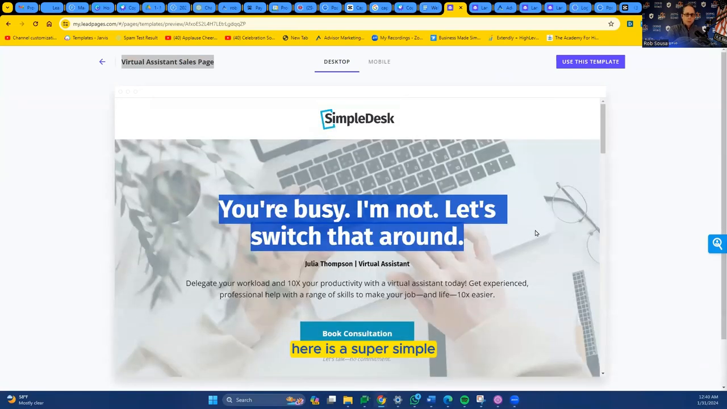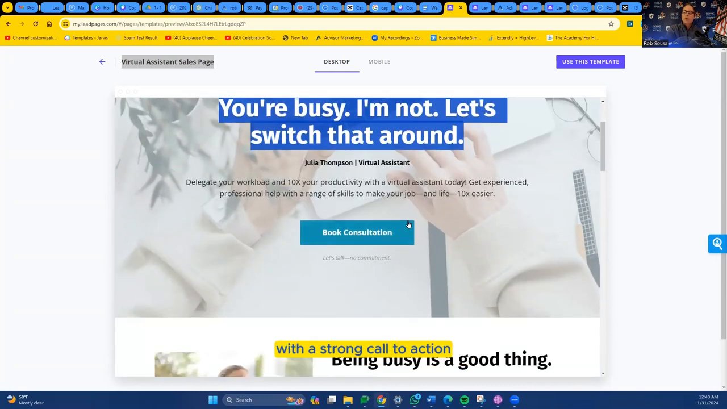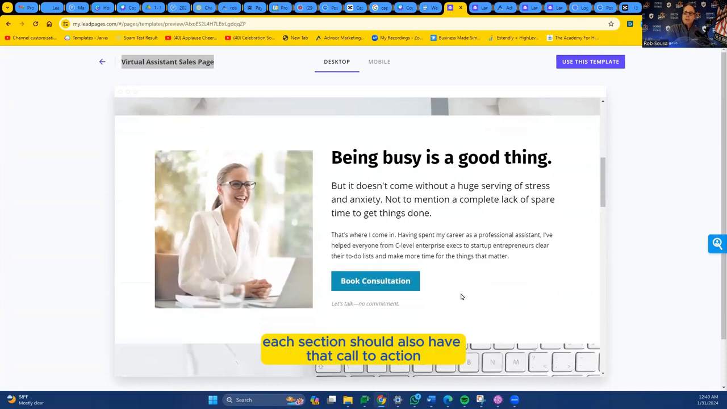Here is a super simple example, and I remind you, keep it simple. Confuse people and you'll lose people. So we're trying to give you the most simple design with the most simple, straightforward, clear messaging possible, where when they land on that page, they're going to see exactly what we talked about before. What is the problem? What's your unique solution? And for which particular unique audience are you solving this problem? With a strong call to action. Each section should also have that call to action, if at all possible.